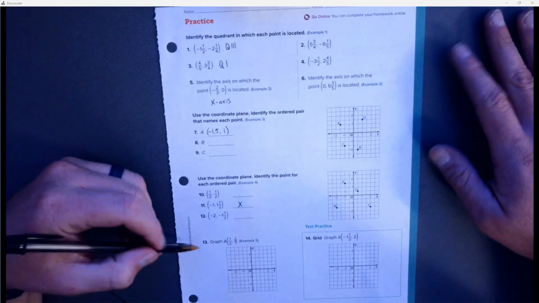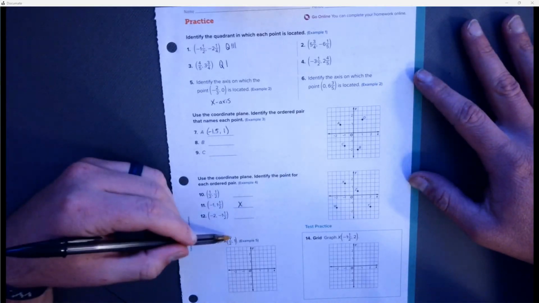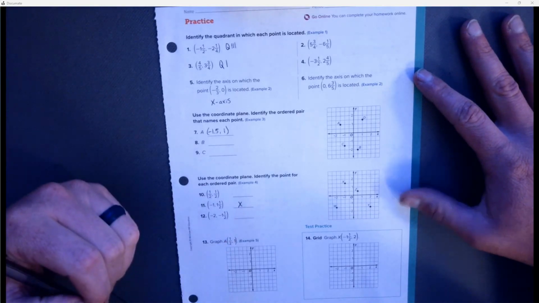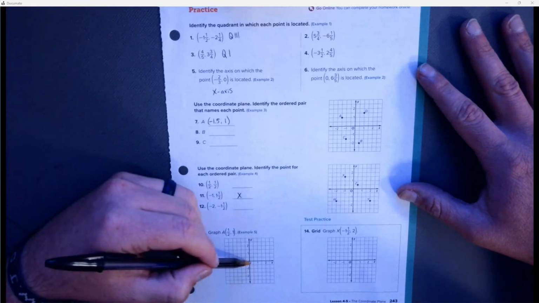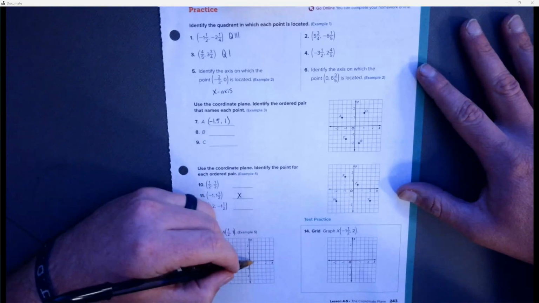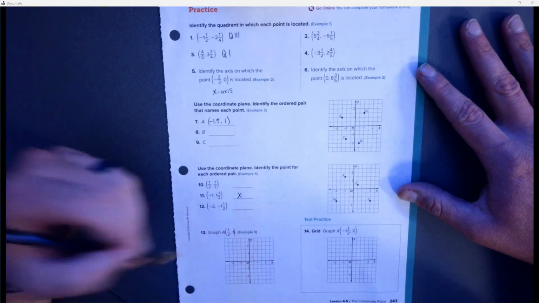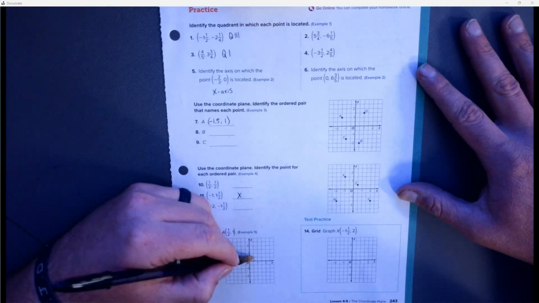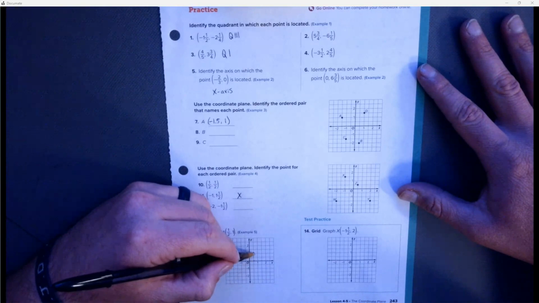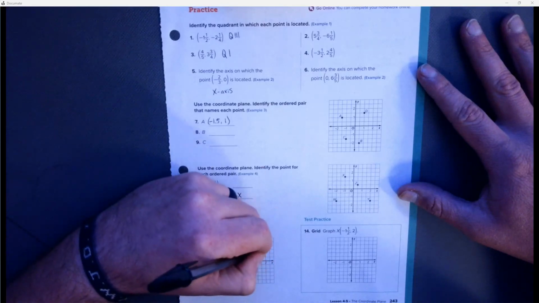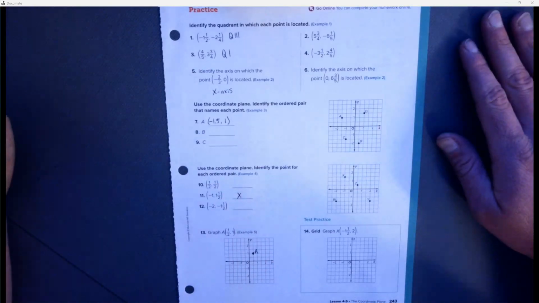Finally, on number 13, graph A, half and 1. Since a half is positive, we're going to go to the right on the x. Each box represents a half, so we're going to go just one box to the right. And then we're going to go to 1 on the y, so half, 1. So if we graphed point A, a half and 1, it would be right here on our coordinate plane in quadrant 1.